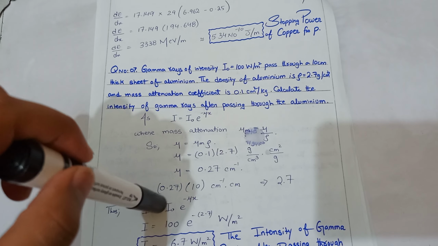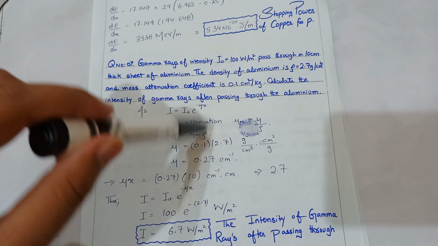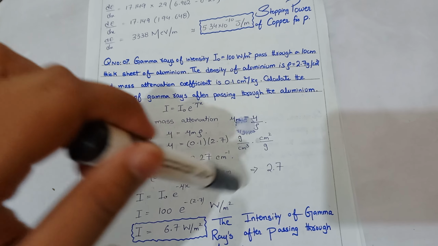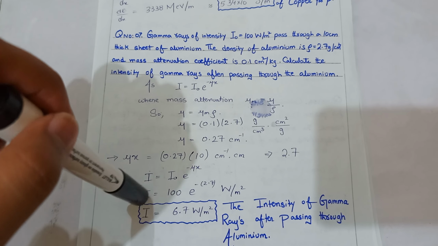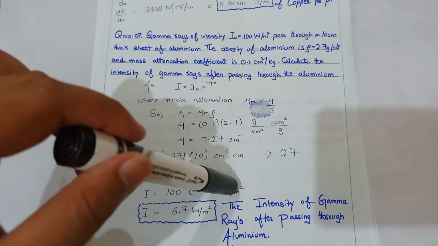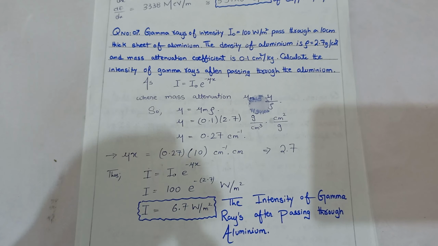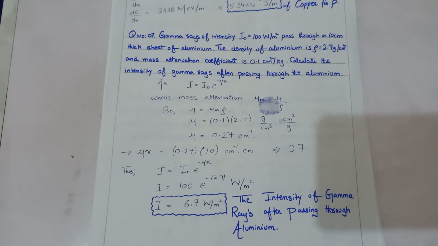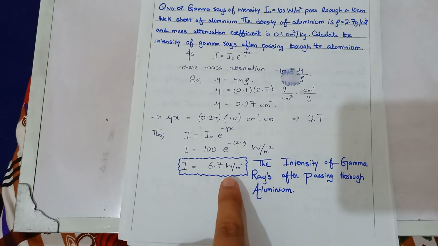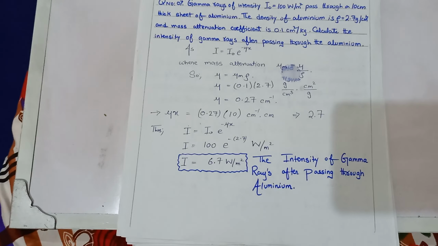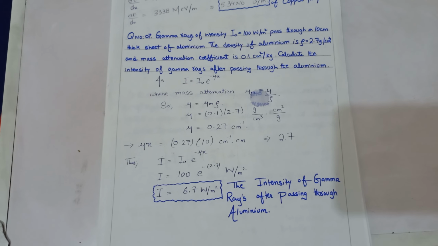Now you have to put all these values in this formula. I equals I naught, which is given as 100. E power minus is as it is, and the mu x value is 2.7, which we found. The unit of intensity is always Weber per meter square. So after calculating, you will get the intensity of gamma rays, basically equal to 6.7 Weber per meter square, after passing through the aluminium. So this is how you can find it.